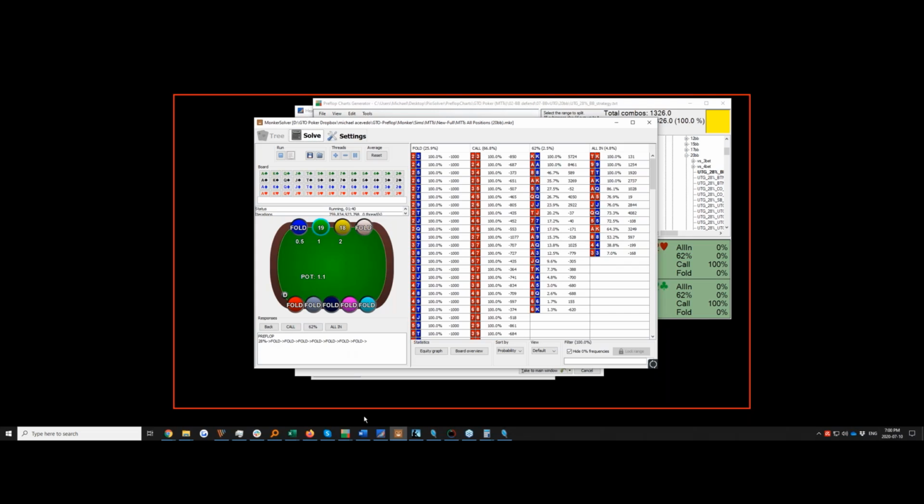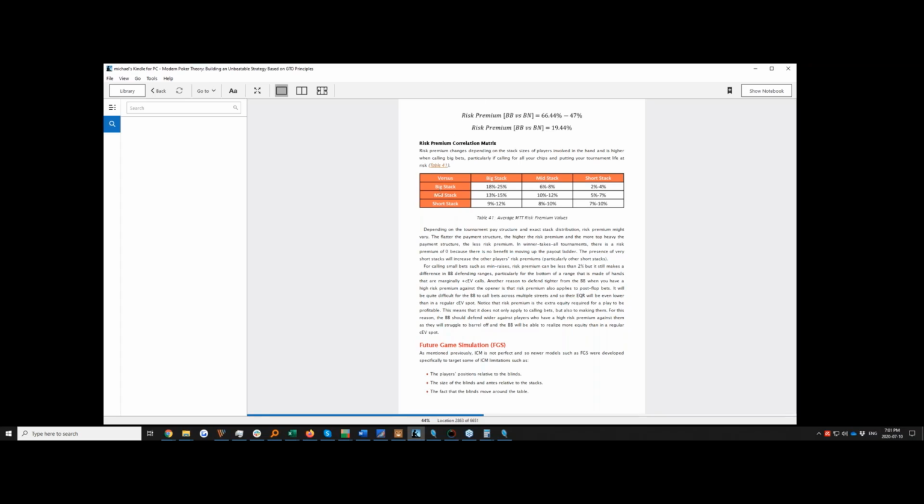you have to be tighter when you push or when you call. You have to be tighter if you're getting all in pre-flop. If you're getting all in pre-flop against a player, you can use this risk premium matrix and say, okay, let's say middle stack against big stack, you need an extra 15 to 30% equity. So if given the pot odds you need something like 20% equity to make a call, now you might need 35% equity to make a call when you have a middle stack against a big stack in a final table or an ICM situation.